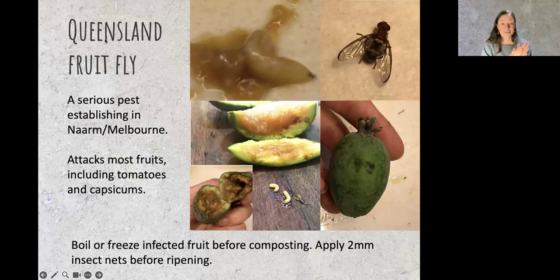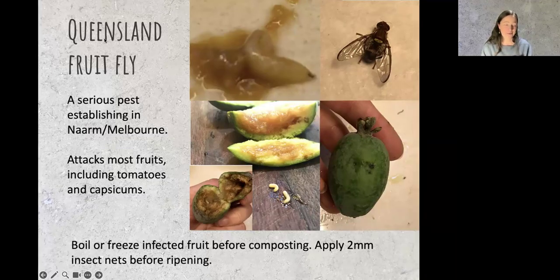But yeah, really most types of fruit. Also capsicums, which are botanically speaking a fruit. And also, unfortunately, native kangaroo apple as well, which is in the tomato family, Solanaceae. I have also seen that full of Queensland fruit fly, which is a bit devastating as well.